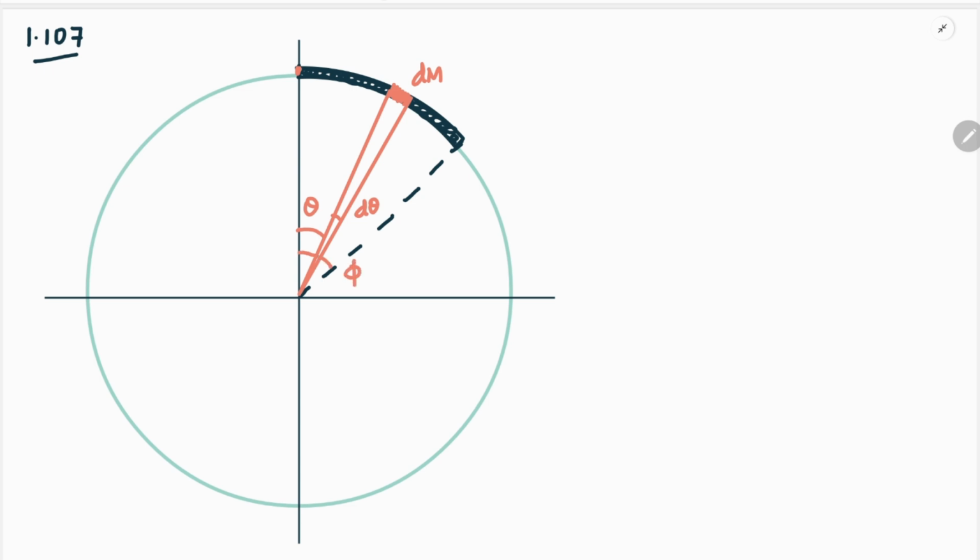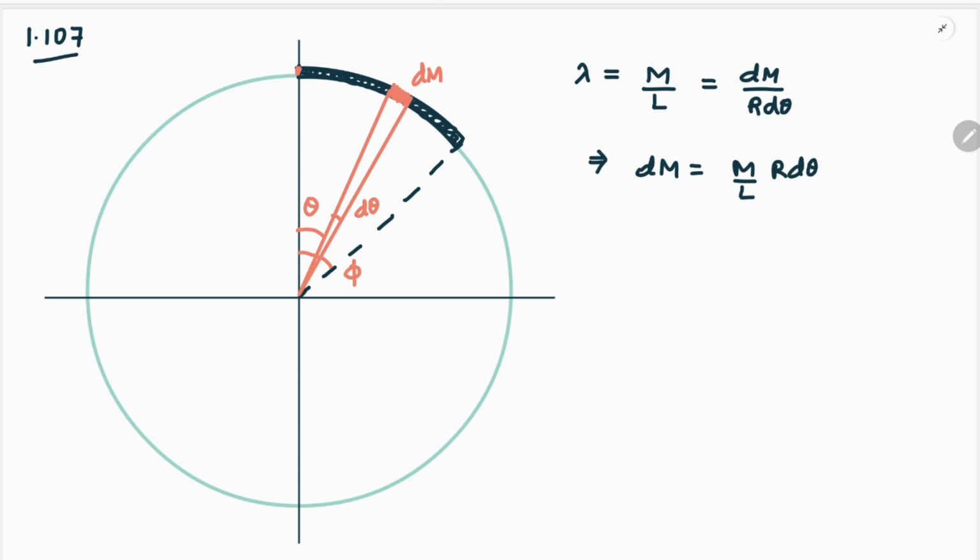phi. The first thing that we do is calculate the mass m. Here we are using lambda, that is mass per unit length. Mass per unit length is m by L, and this is equal to dm upon the length of the patch. This length is equal to r d theta, where r is the radius. So we can calculate dm: dm can be written as m by L r d theta.